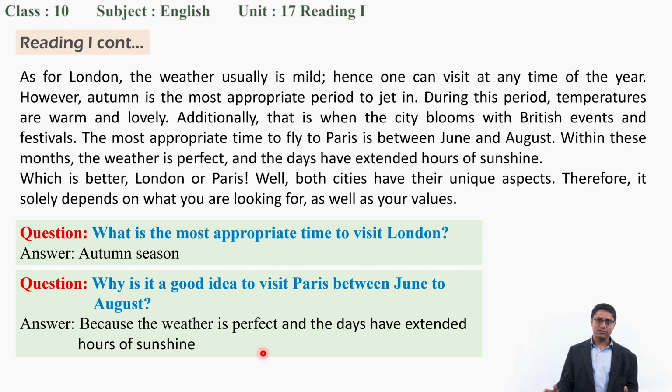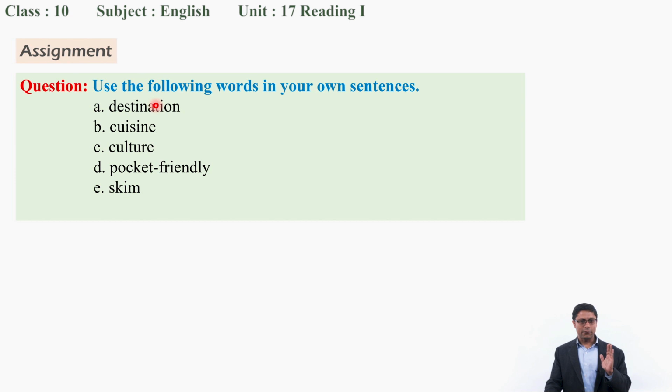So, in this way, dear students, we have come to the end of the lesson. Before that, I am assigning you an assignment. Here is a list of words. Now, you are going to use these words in your own sentences. The first one is destination, second one is cuisine, third one is culture, fourth one pocket friendly, and last one is scheme. So get these words and use them in your own sentences.